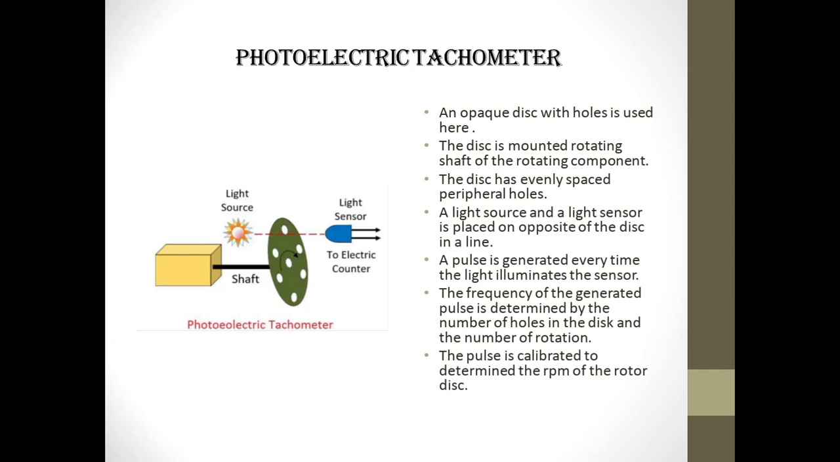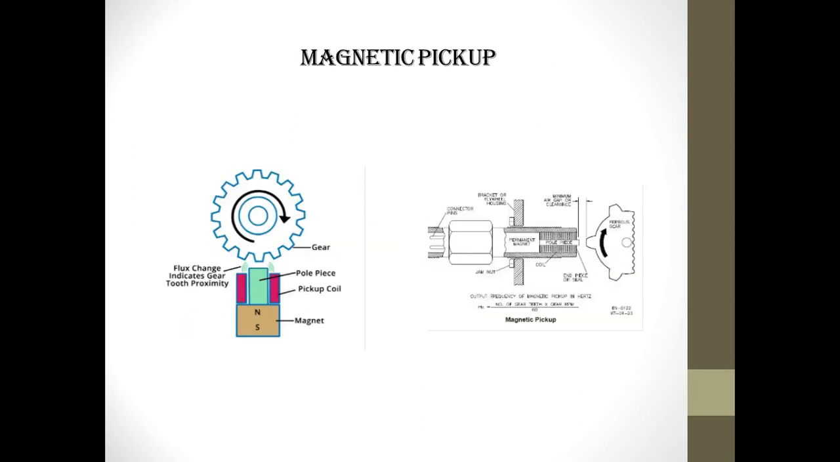After the photoelectric tachometer, the next speed measurement device is the magnetic pickup. The magnetic pickup consists of a housing containing a small permanent magnet with a coil wound around it. When the rotor rotates, the reluctance of the air gap between the pickup coil and the toothed rotor changes, giving rise to an induced EMF in the pickup coil. This output is in the form of pulses with a variety of wave shapes.